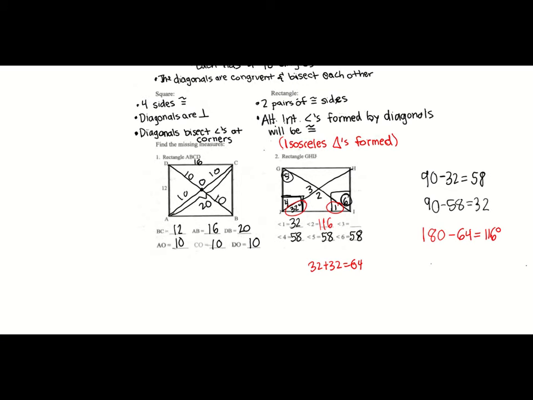And then to find angle 3, we know that 2 and 3 are going to add up to 180. So if we take 180 minus 116, that's going to leave us with 64 degrees for angle 3.